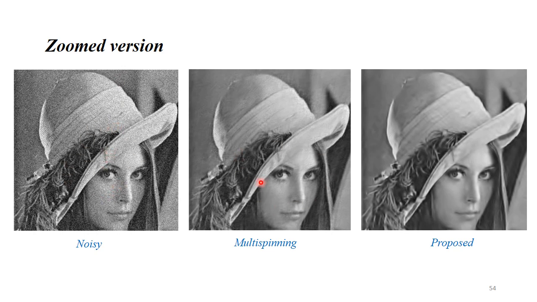Then after multi-spinning, here we can observe something like a washing effect in some direction. That has happened due to the rotation of the images. Here we can observe all of this on the face region. So that is the irregularity created in terms of multi-spinning.